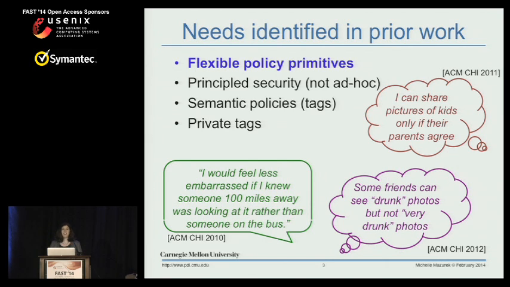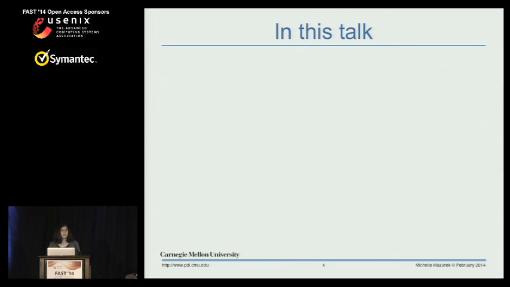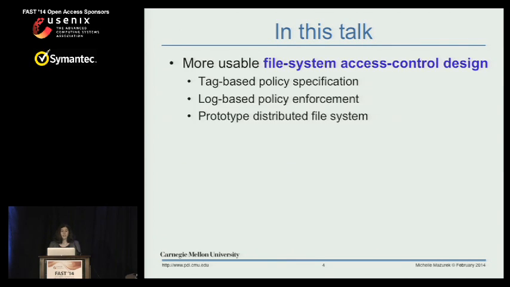So we know that sometimes tags and descriptions of content need to be private. So what I'm going to talk about in this talk is our design for Penumbra, which is a more usable file system, a more usable access control design for file systems. And it rests on a couple of key building blocks, which I'll explain in more detail as we go through the talk. We have tag-based policy specification.